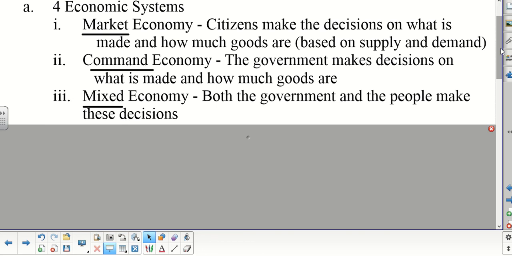We're taking over car manufacturing, but you can do everything else. That would become a mixed economy. So the government is all of a sudden in charge of this one industry, and the people are still in charge of all of these others. It's a mix of market and command.